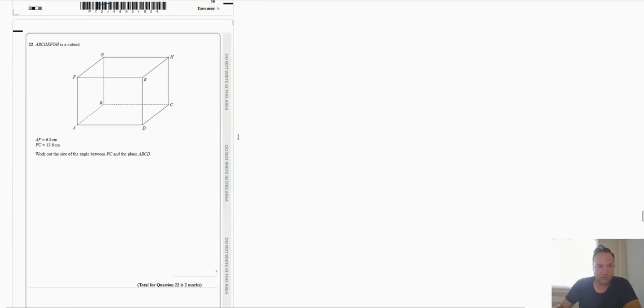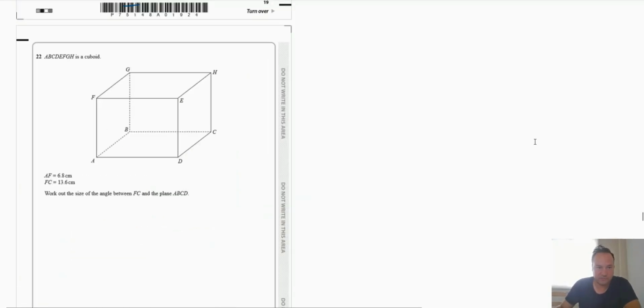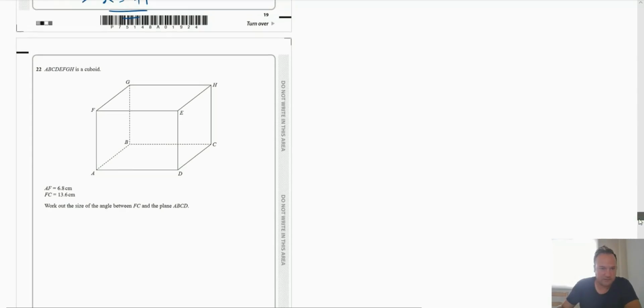Question number 22. So coming towards the end of this paper now, it says A, B, C, D, E, F, G, H is a cuboid.